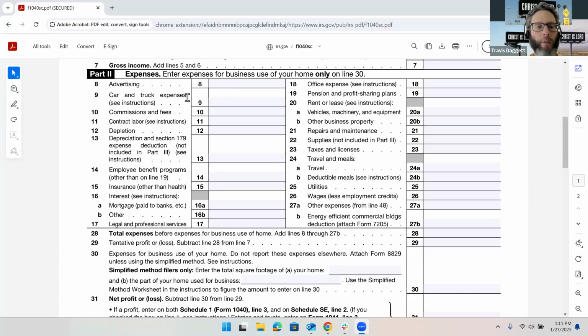Then you have the car and truck expenses. So this relates directly to the question about a vehicle purchased in an individual's name. Now, if you had an S corp, then this would not be an option. But with a sole proprietorship, that would be something that you can put down. So it could be the purchase of the vehicle, all of the actual expenses, gas, oil changes, repairs, etc. What else?